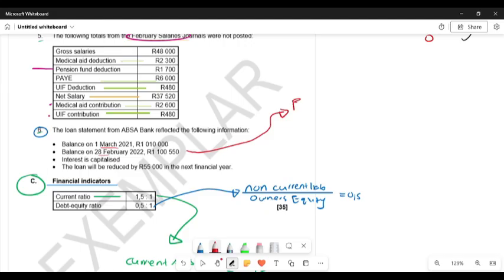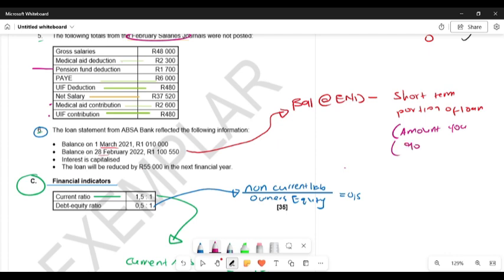You just simply need to take your balance at the end minus the short-term portion of loan. What exactly is the short-term portion of loan? This is the amount that you're going to pay next year, right? So you need to just take your balance at the end minus your short-term portion of loan. What exactly is your short-term portion of loan? The amount that you're going to pay next year, right?